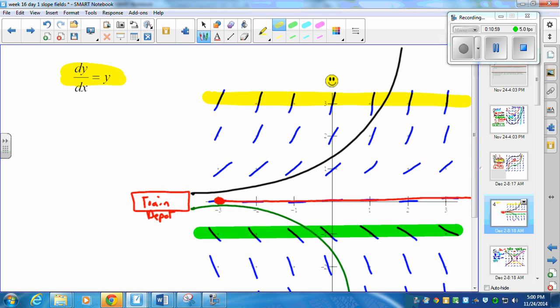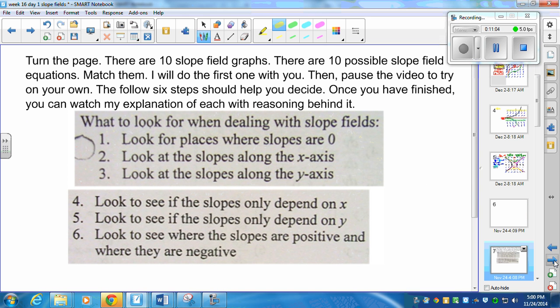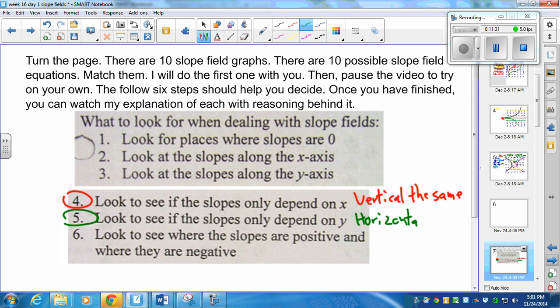I apologize. So, look for places where the slope is 0. Look for places where vertically things don't change, or horizontally things don't change. That would mean here on number 4, if it only depends on x, then vertical the same. If it only depends on y, then horizontal the same.